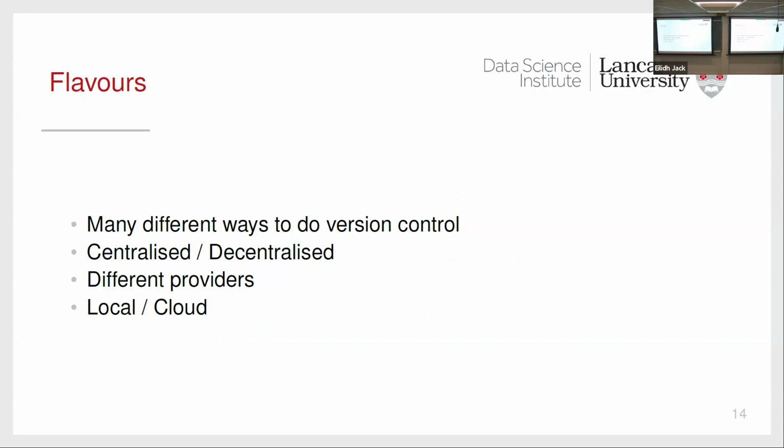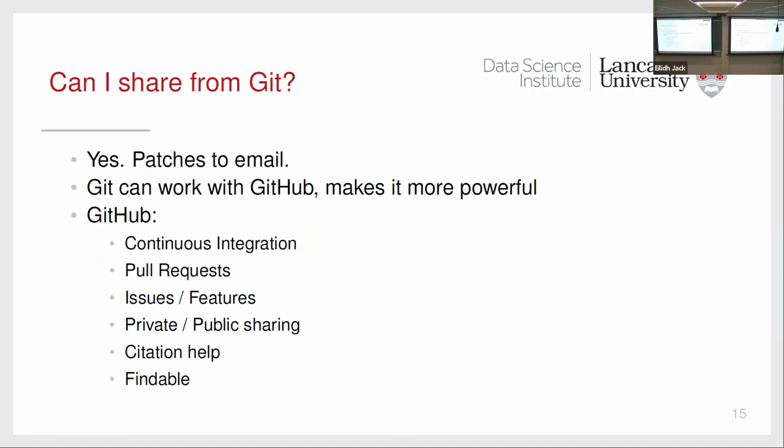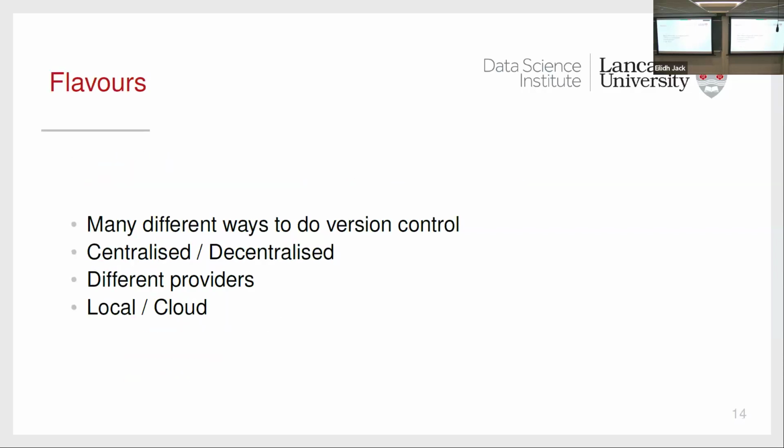There are many different ways to do version control. You'll see things such as centralized versus decentralized, different providers, whether it's done locally or in the cloud. We're just going to stick with Git. It's the main one used these days in not only software development, but also in academia. And when it comes to the cloud provision of that, I will talk only about GitHub. Again, there are others, and some universities stick with GitLab, but I'm assuming by the sounds of things, it's GitHub here.